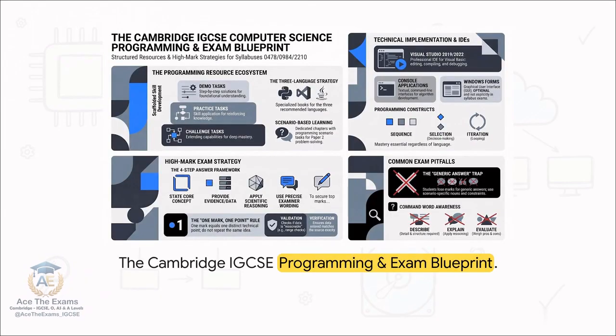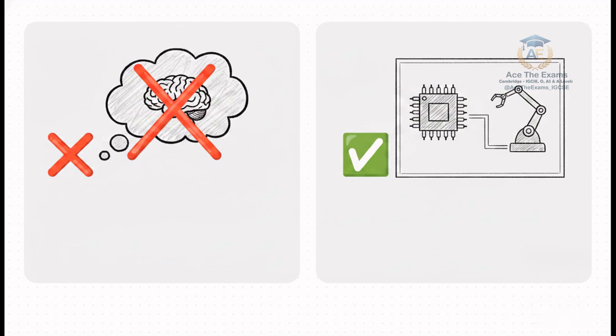Now, understanding the technical math is really only half the battle. Communicating it exactly how the examiner expects, that's the whole shebang. To secure top marks, you need a solid 4-step framework. State the core concept, provide your evidence, apply scientific reasoning, and finally, use precise examiner wording. This framework is essentially your shield against what we call the generic answer trap. So what does that mean?